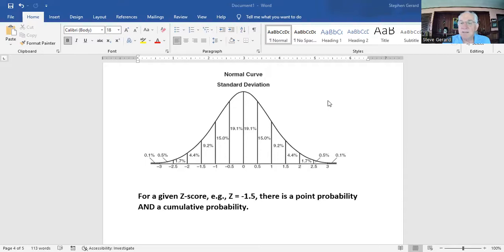What's the cumulative probability of getting a z-score of 0.5? Well, since this is the middle, it's 0.5 plus 19%, so it's 69.1%. That tells you the cumulative probability of coming up with a score, or some score up to that score.